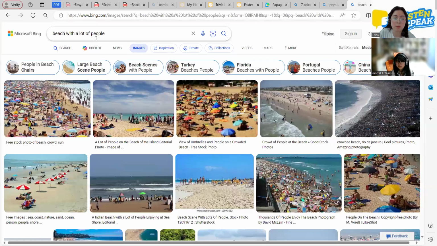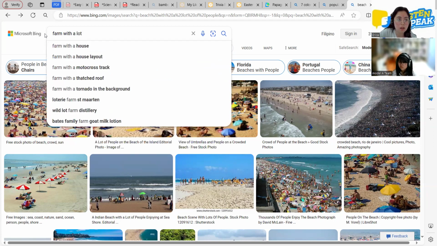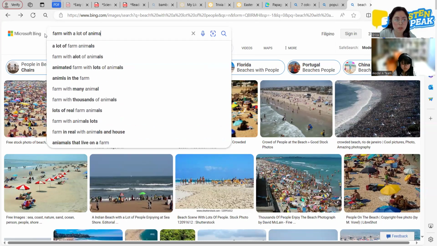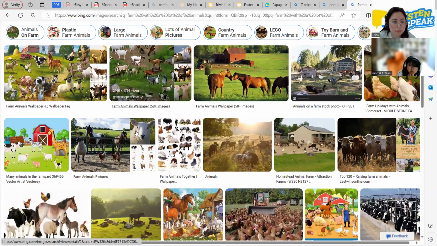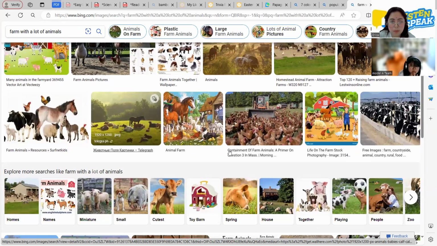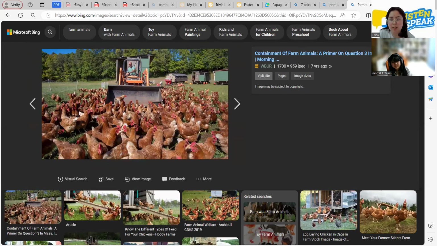Not only people, but also animals. Let's say, what is that? A farm with a lot of animals. So let's say this one. You can also say this one is populated. It has a lot of chickens. What else?